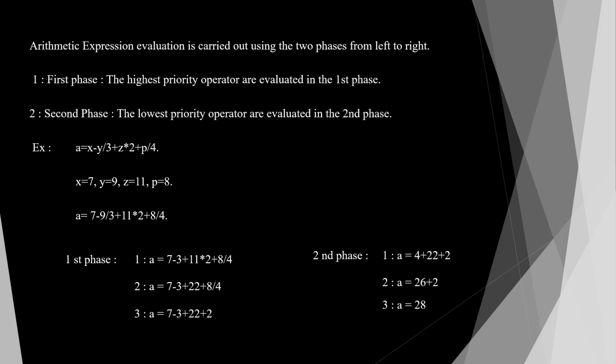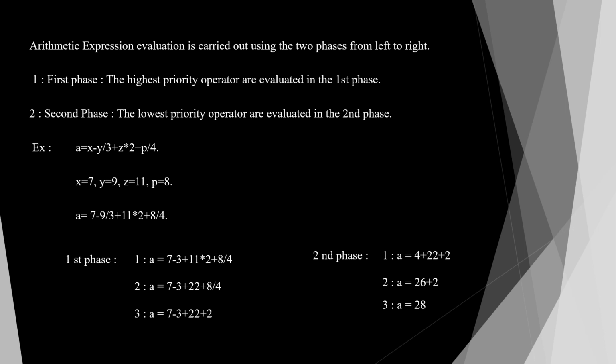So this is the first phase. Then go to the second phase. In the first phase, the last expression is 7 minus 3 plus 22 plus 2. The highest priority operators are all evaluated first. In the second phase, the first expression is A is equal to 4 plus 22 plus 2. Here we have already evaluated 7 minus 3, which is 4. So 4 plus 22 plus 2.